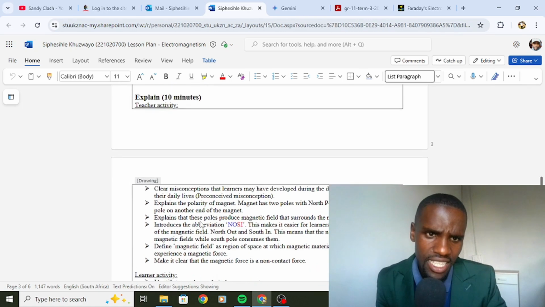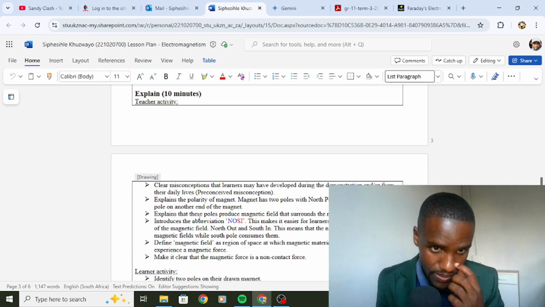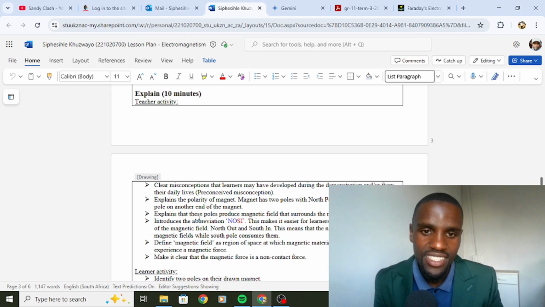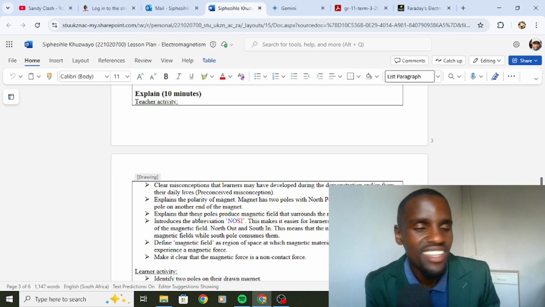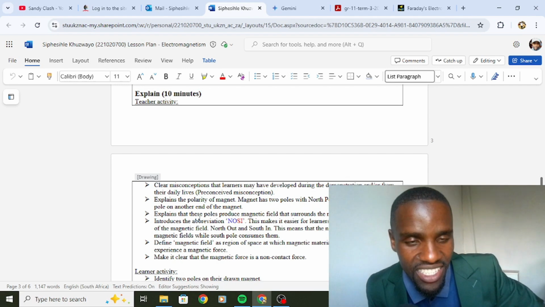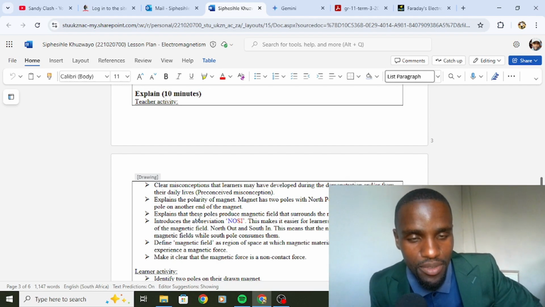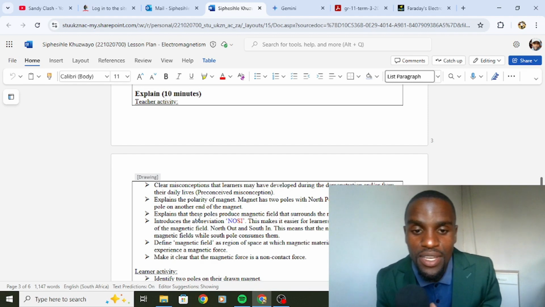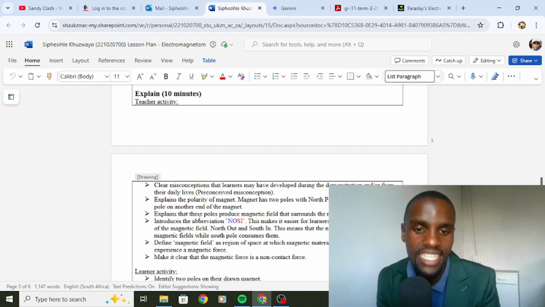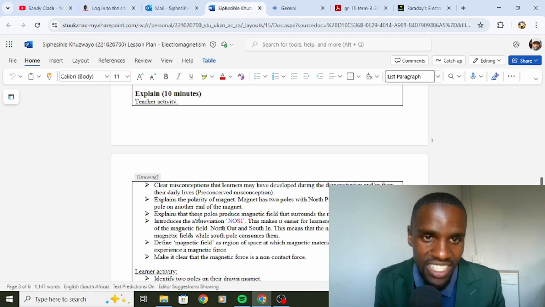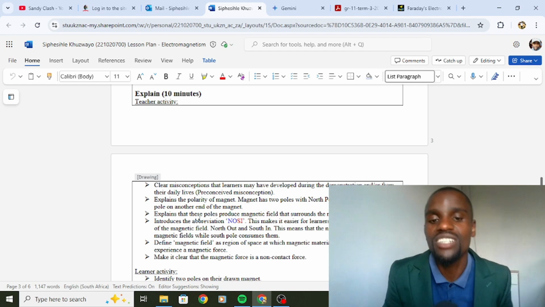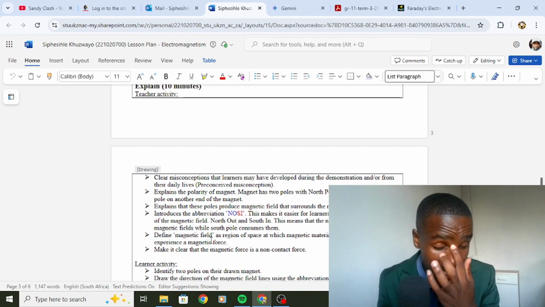So in the explanation stage, I cleared up misconceptions. Some learners thought that the magnets were just repelling each other because they don't like each other. They did not know the scientific explanation of why north pole repels north pole. I had to explain that it is because a north pole has magnetic field going out, and the other north pole has the same magnetic field going out. So they repel because the fields want to get out of the north pole. That results in the repulsion of like poles.